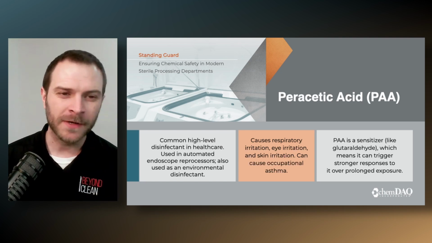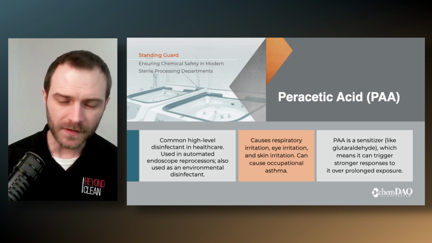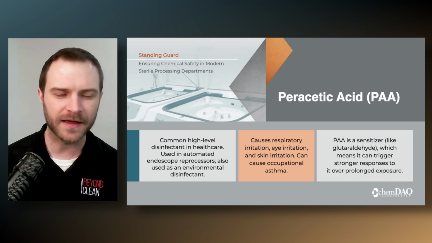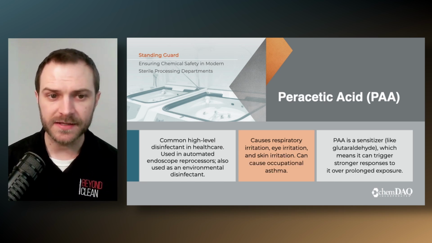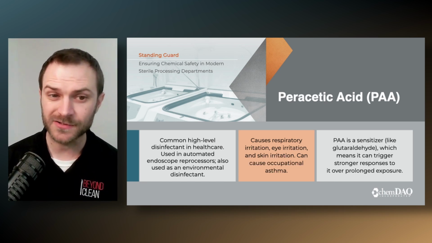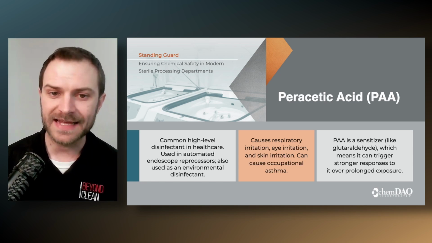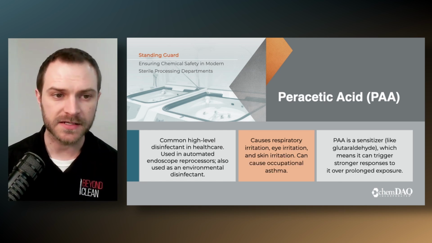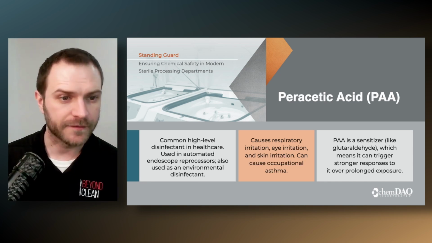Peracetic acid has a sharp, pungent, kind of vinegar-like odor due to the acetic acid component. And exposure to peracetic acid can cause respiratory irritation, eye irritation, skin irritation, headaches, nausea, and the list goes on. The thing is, though, over time, repeated exposure leads to other chronic issues like occupational asthma. That's because peracetic acid, like glutaraldehyde, is a sensitizer, which means that it triggers stronger and stronger reactions to it with continued exposure. So with this one, early and consistent safety measures are very important.